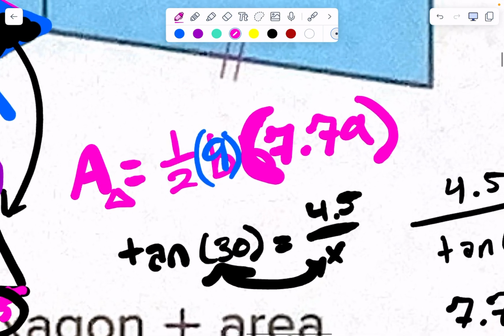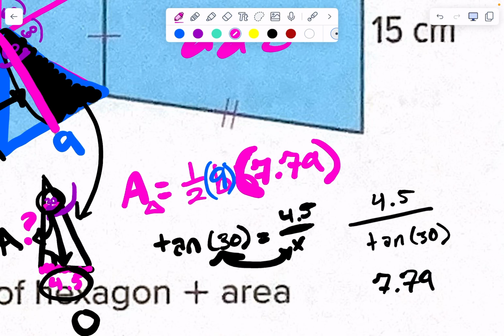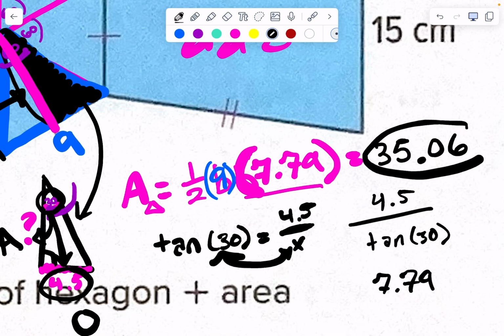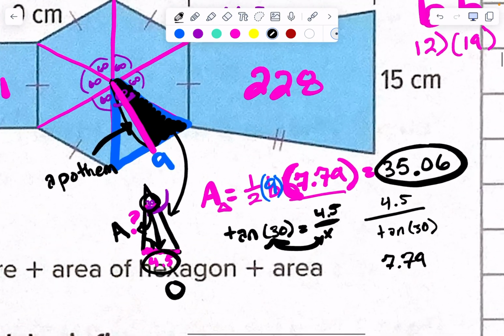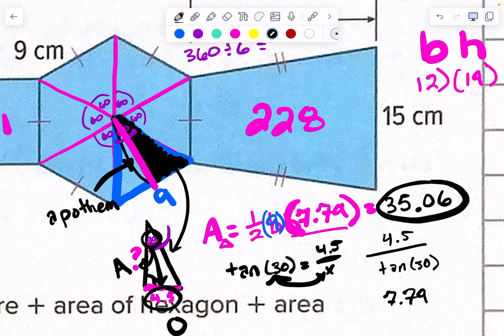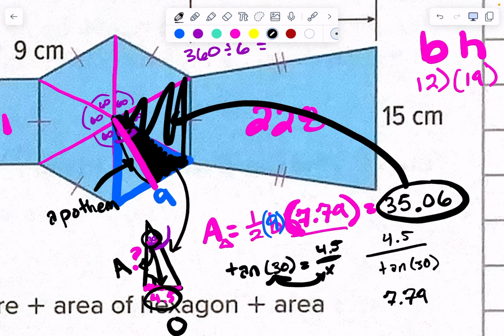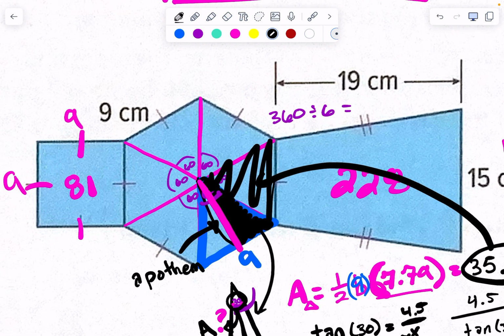So the area of one of those little triangles is 1/2 of 9 times 7.79. That's 4.5 times 7.79, which is 35.055, about 35.06. So what did we just find? The area of one of these triangles. So we need to take that times 6 now because there are 6 of them. So what's the area of this whole hexagon?